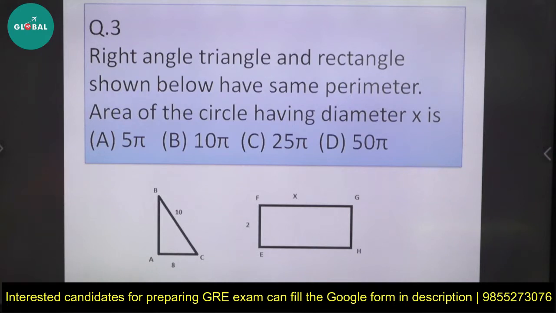So here you have to identify the correct answer, the most appropriate answer: area of the circle having diameter x. So this is a mixture of mensuration problems: circle, rectangle, triangle. All the three geometrical figures have been mixed in this problem.